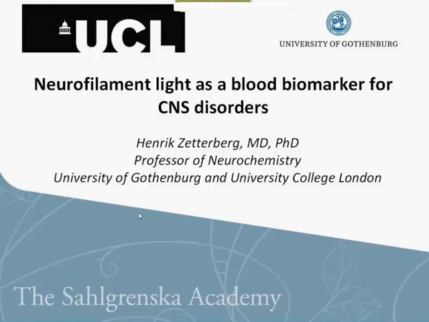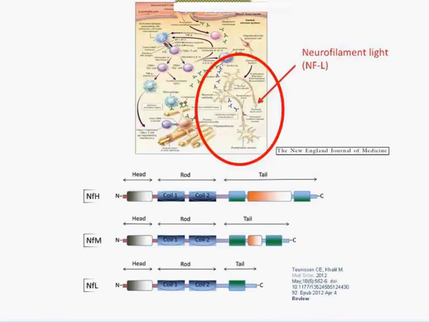Yes, thank you, Andreas. The title of my presentation is Neurofilament Light as a blood biomarker for CNS disorders. And I would like to start with a background slide where we see where neurofilament light is expressed in the neuron. The expression levels of neurofilament light are particularly high in large caliber myelinated axons. And this has made neurofilament light traditionally regarded as a biomarker for subcortical and white matter disease of the brain.